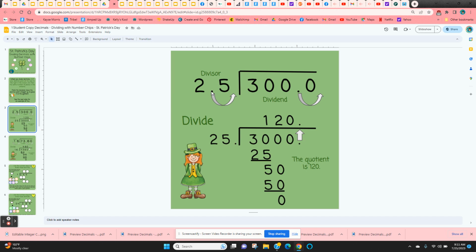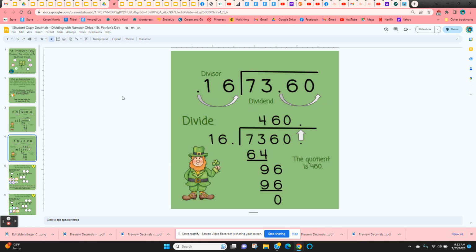So here we want to move that decimal point all the way to the right. So in this case, we're moving one place. So if we move the decimal point one place to the right in the divisor, we have to move it one place to the right in the dividend. And then there's an example of when we move the decimal point two places to the right. Same thing in the dividend.